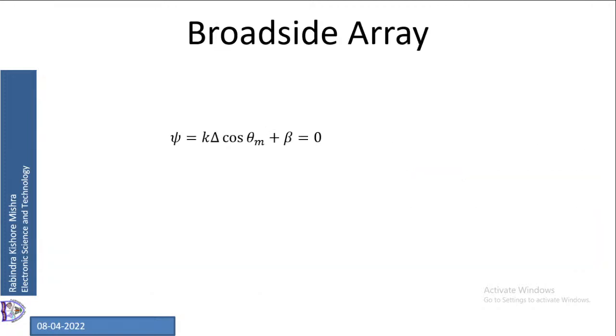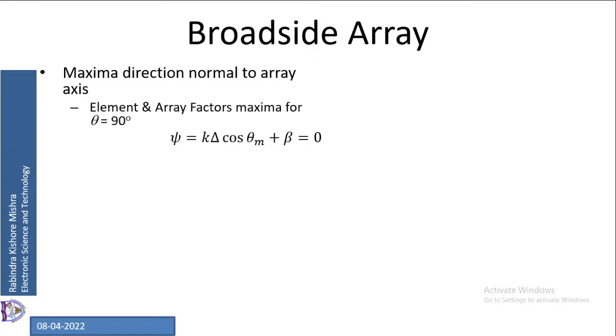And then we will come to broadside array. Broadside array, as I told you already, has its maximum direction normal to the array axis. So element and array factor maxima are for theta equal to 90 degrees. If it is broadside, then theta has to be 90 degrees because the maximum direction will be normal to the array axis.